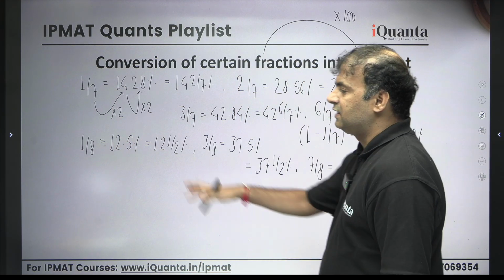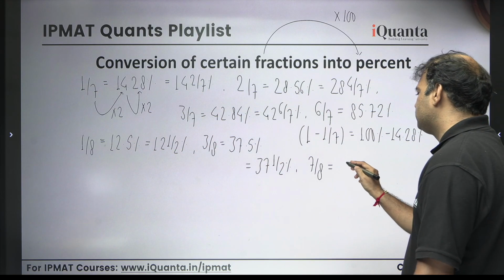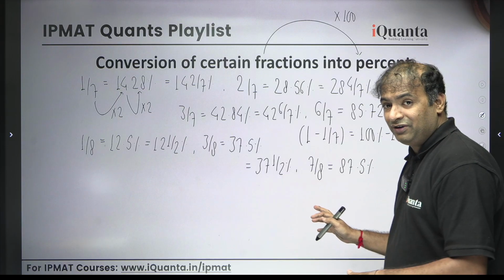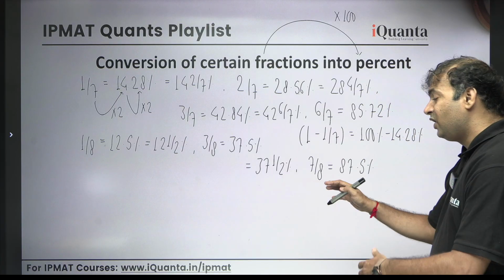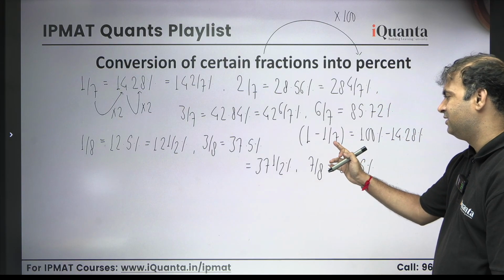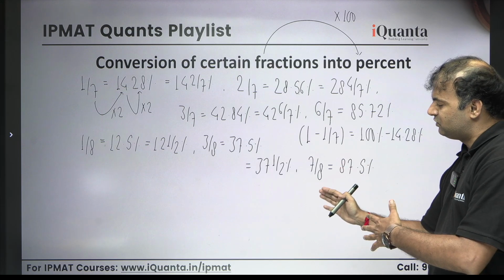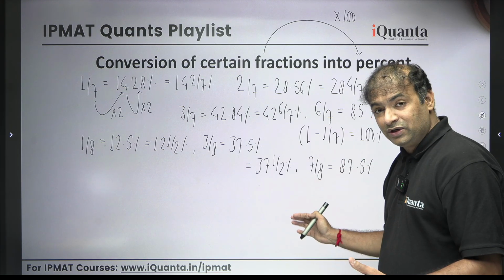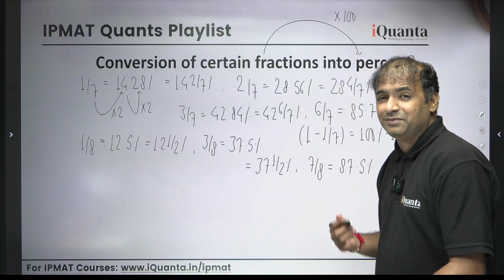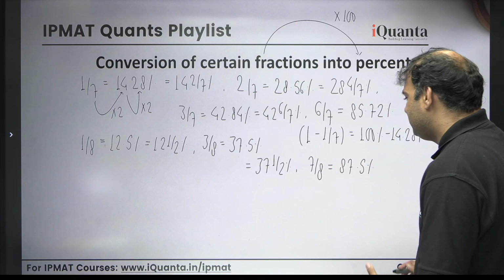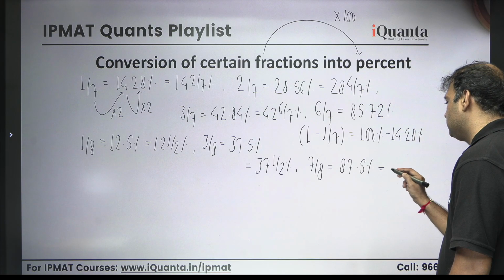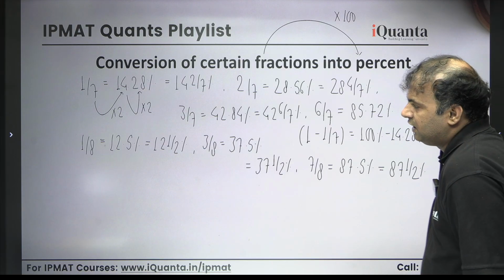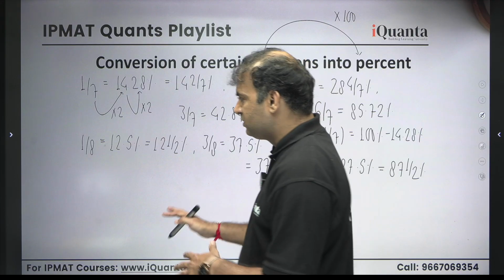So the right hand side has to be 12.5 into 7, which you can say 87.5%, or we could have done one more thing. We can also say 7 by 8 as 1 minus 1 by 8, just like we did here, right? 1 minus 1 by 7. We can do the same thing here as well. We can say 1 minus 1 by 8. 1 is 100 and 1 by 8 is 12.5. So 100 minus 12.5 should be again 87.5 percentage, which we can also write as 87 and a half percentage. All right, guys.